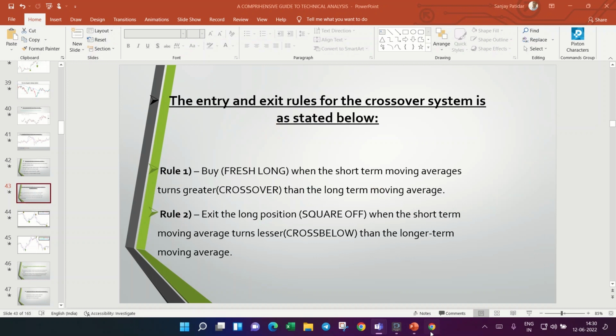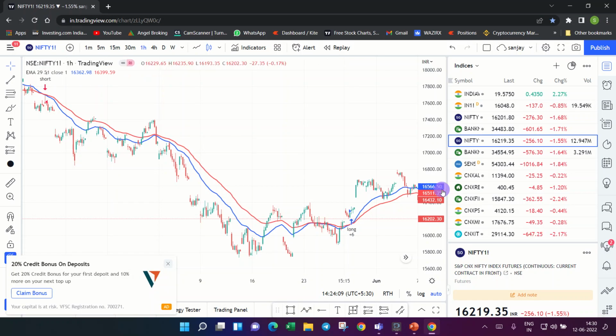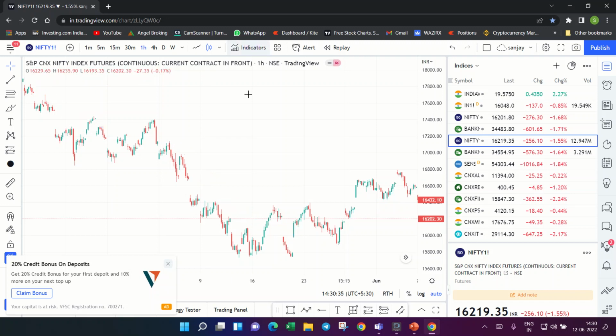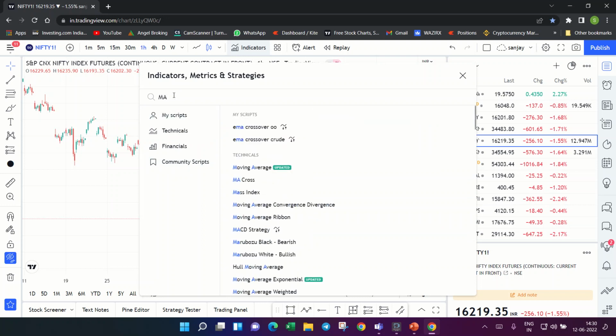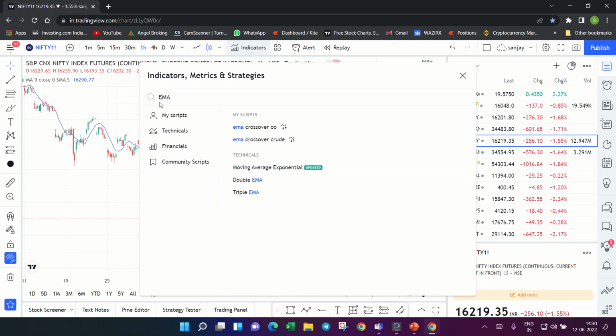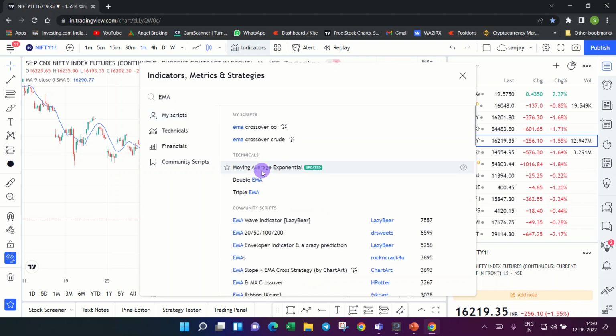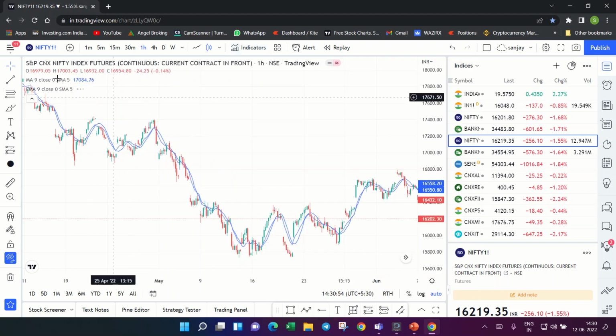And for those who don't know how to include a moving average, you can just click on indicators in any trading platform. If you are using Zerodha or investing.com or TradingView, it doesn't matter. You can use indicators, then moving average, and you can just click on it. For EMA, you can write EMA. It will be available to you, moving average exponential.